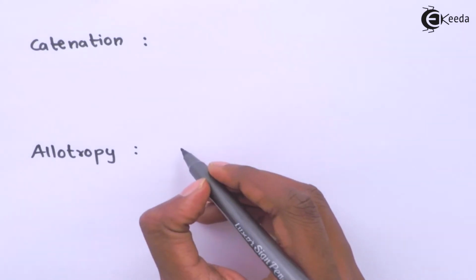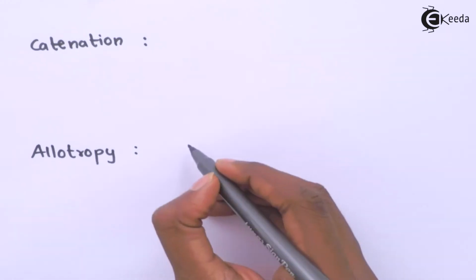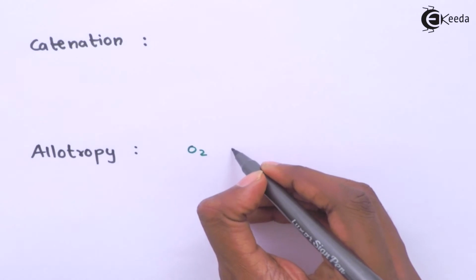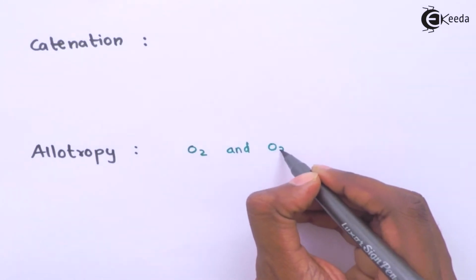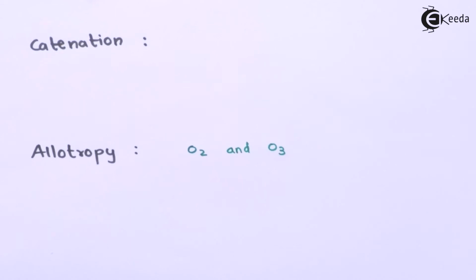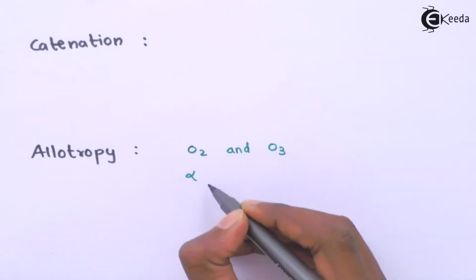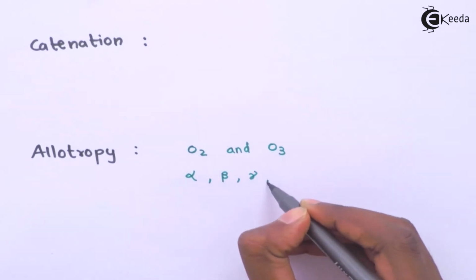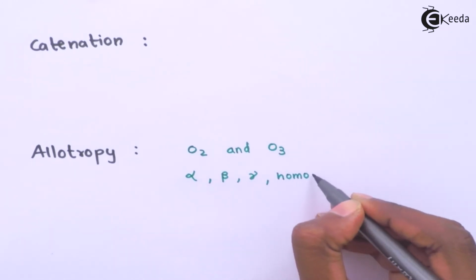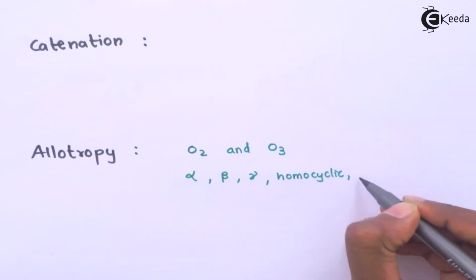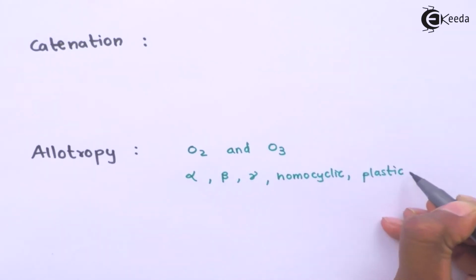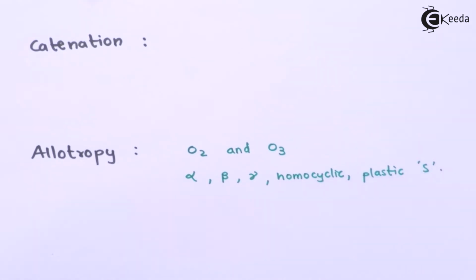Now let me talk about allotropy. If I'm talking about oxygen, oxygen has 2 allotropes, and those 2 allotropes are O2 and O3. O2 is dioxygen, and O3 is what we know as ozone. Talking about sulfur, sulfur has many allotropes, and they are alpha, beta, gamma, homocyclic, plastic sulfur, etc. So this was related to sulfur.